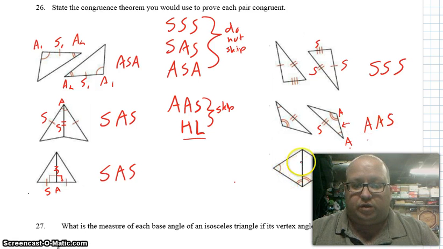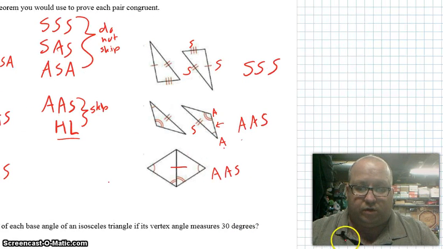Now let's look here. We've got this shared piece in the middle. That's going to be equal to itself, and I've got angle 1, angle 2, and then that side, angle 1, angle 2, and that side. That's angle, angle, side.